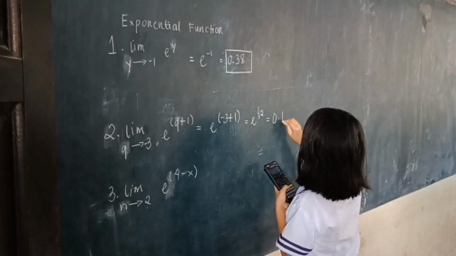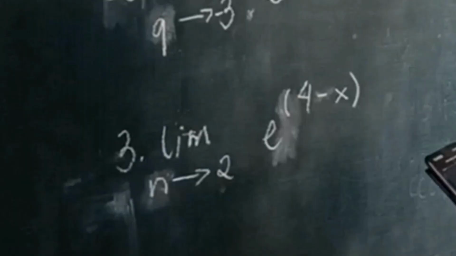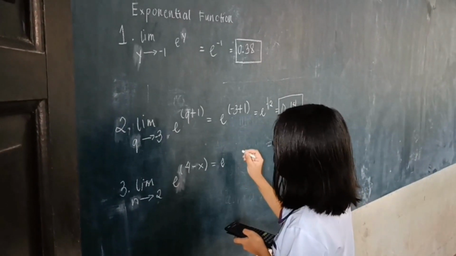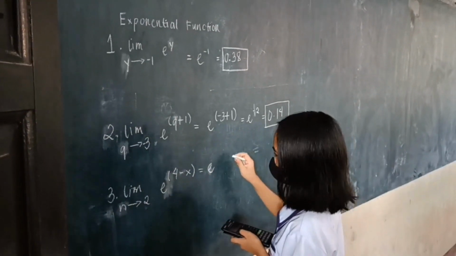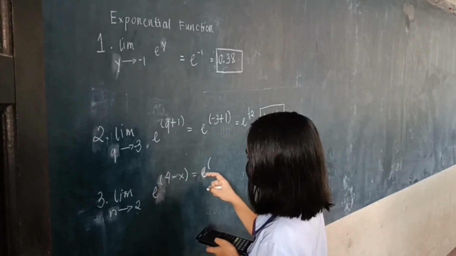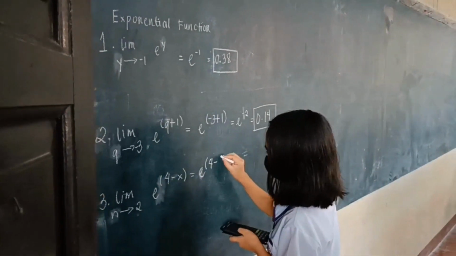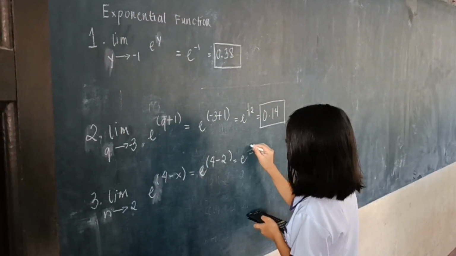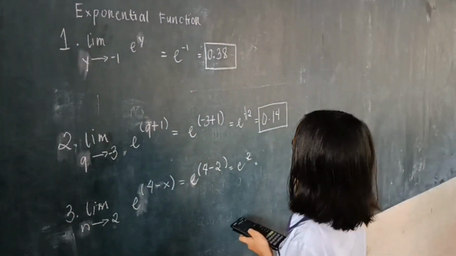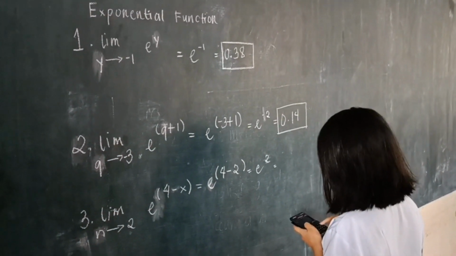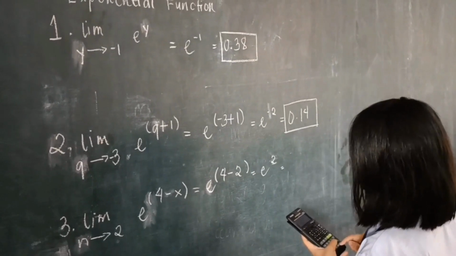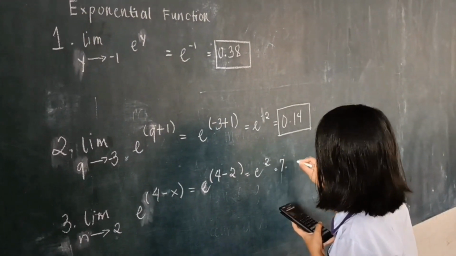For example number 3, the limit as n approaches 2 of e to the power of 4 minus n is equal to e to the 4 minus 2, which is e squared, and is equal to 7.39.